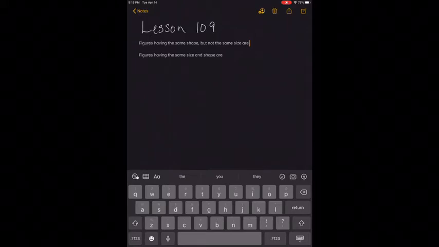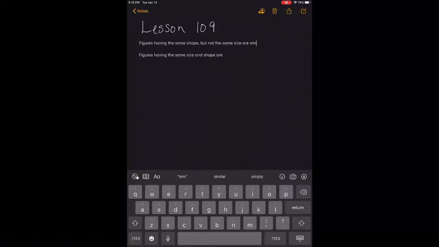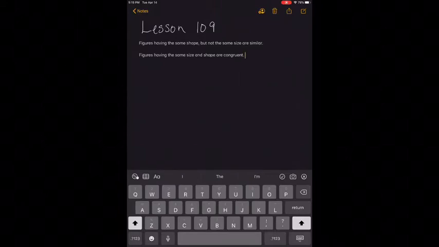Lesson 109 is about corresponding parts and similar triangles. So figures having the same shape but not necessarily the same size are called what? If you were here, I would have you answer, but I'm going to have to answer since you're not here. They are called similar. And figures having the same size and shape are congruent.